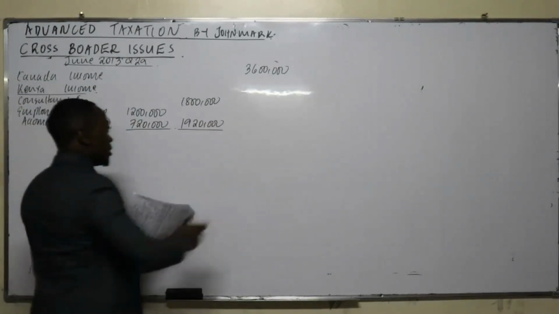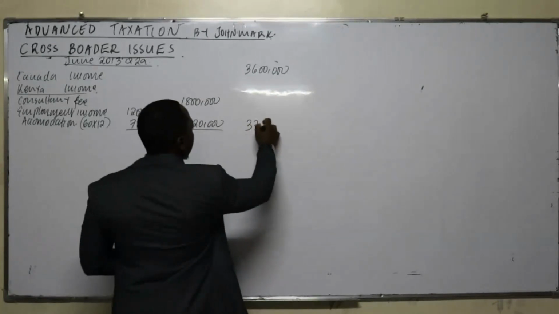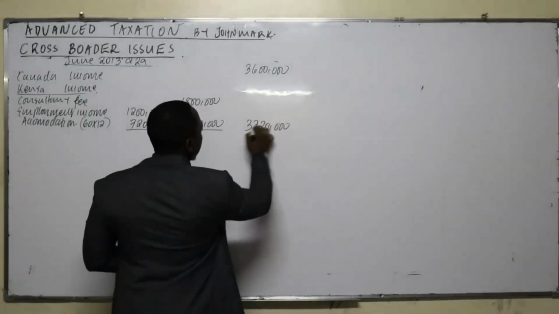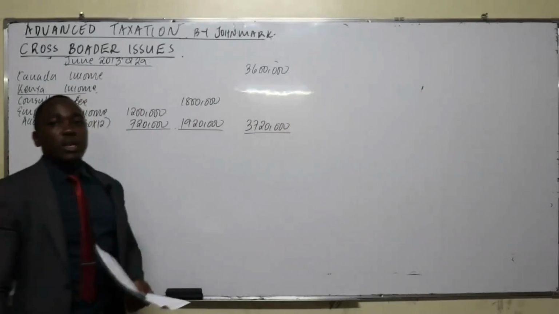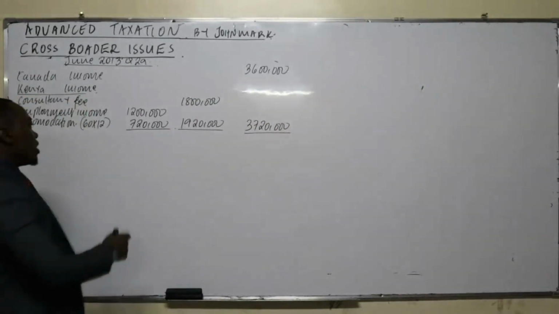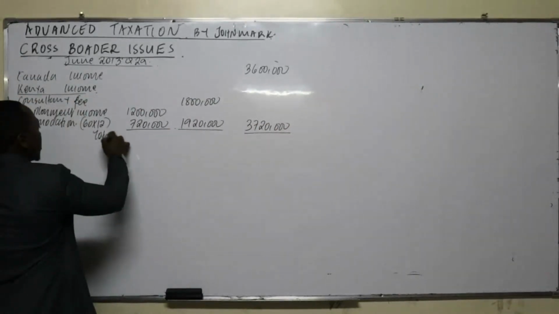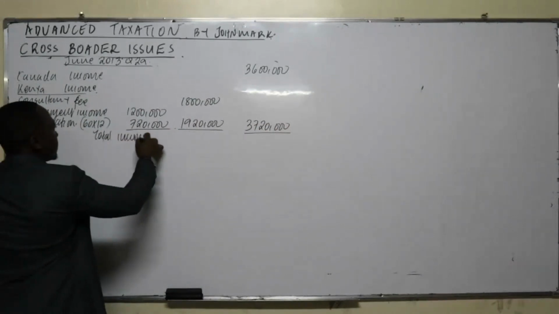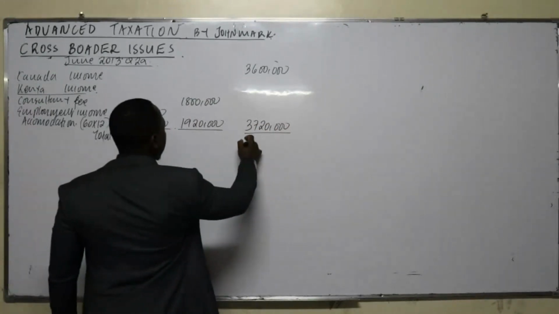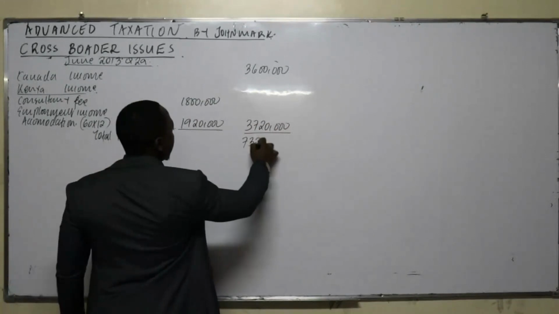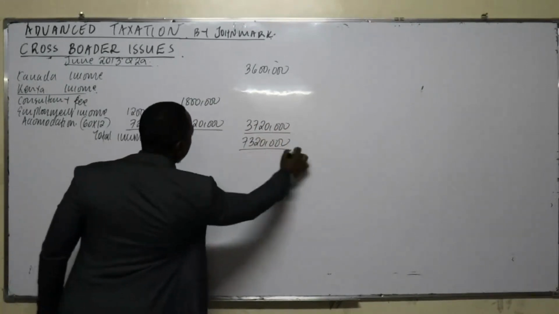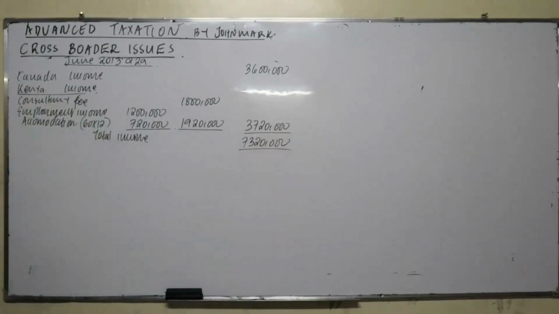That's 3720. Then step number 3 was you aggregate to get the total. So therefore, give me the total income earned during the year. You get 7320. That was step number 3. What about step number 4?